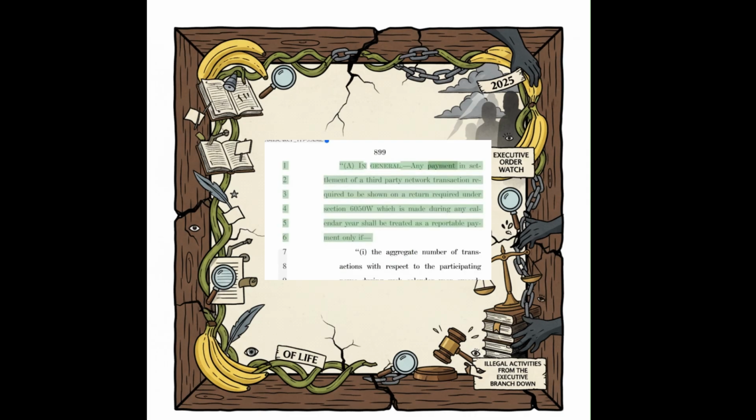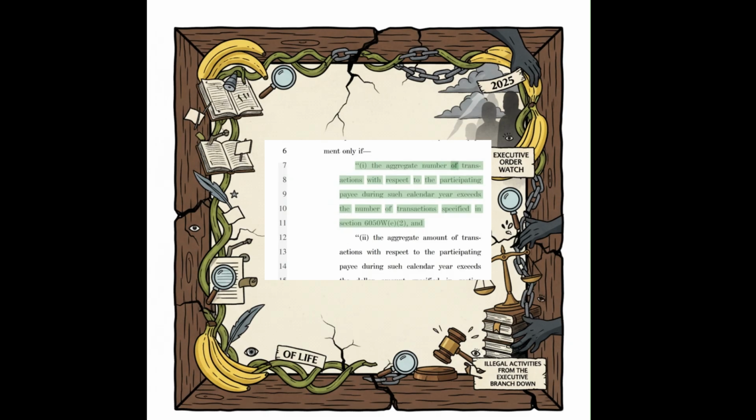In general, any payment in settlement of a third-party network transaction required to be shown on a return under section 6050W, which is made during any calendar year, shall be treated as a reportable payment only if the aggregate number of transactions with respect to the participating payee during such calendar year exceeds the number of transactions specified in section 6050W, and the aggregate amount of transactions with respect to the participating payee during such calendar year exceeds the dollar amount specified in section 6050W at the time of such payment.